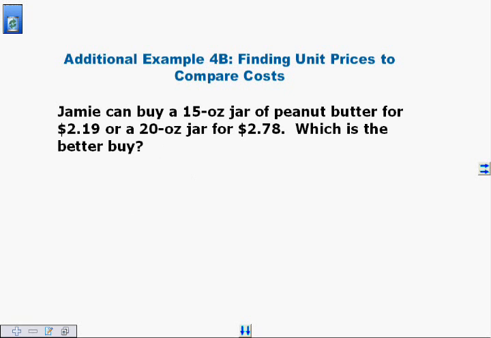So I want you to try this example. Jamie can buy a 15-ounce jar of peanut butter for $2.19 or a 20-ounce jar for $2.78. Which is the better buy? So set this up to where you can find the unit rate for the jars of peanut butter and then decide what's the better buy. Go ahead and pause the video. Okay, so when we set this up, we are trying to figure out how much per ounce each of these are. That way we can determine what the better buy is easily.